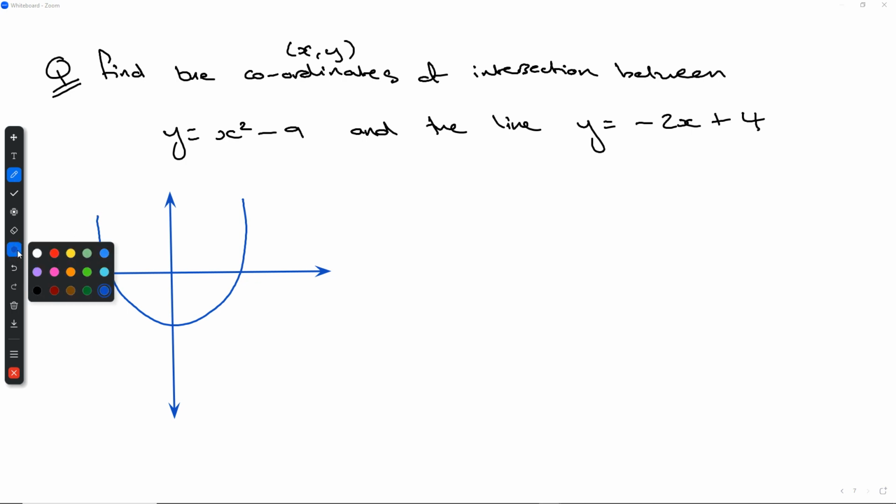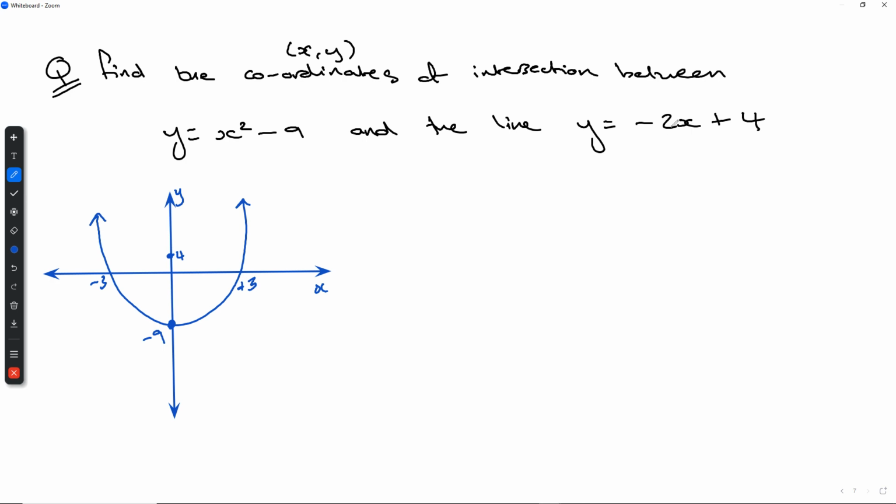Okay, so it's going to be -3, +3 over there. This is y, and this is x, and over here this is -9. We want to find the coordinate of intersection between that and this equation. This equation will have a y-intercept of 4, which is like over here.